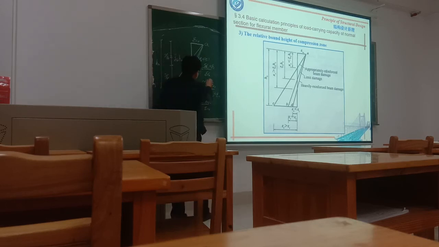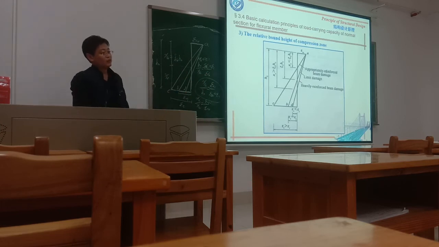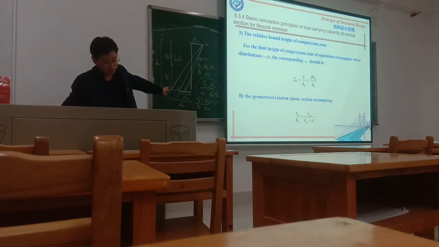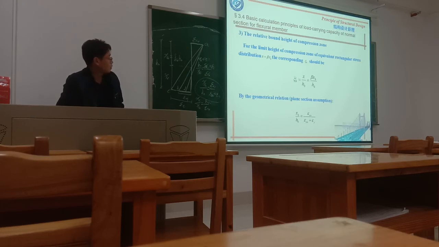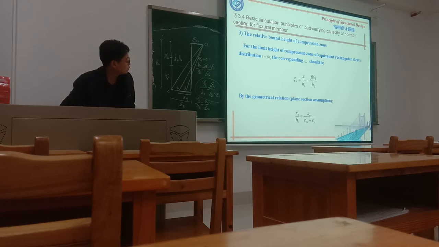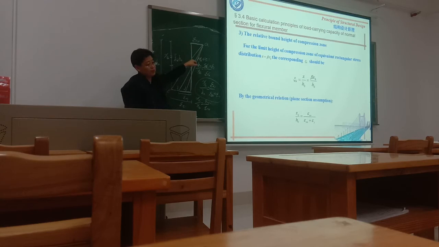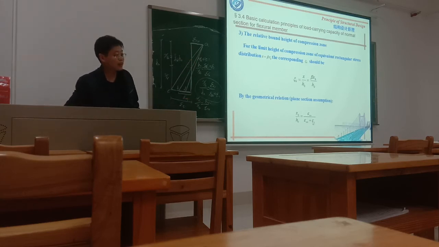So one way we can go is this. Actually, we can use epsilon Cu divided by epsilon Cu plus epsilon Y, because our purpose is to get KCB. But KCB equals XB divided by H0. So we need to find the value for XB divided by H0. XB actually is difficult, so we can use epsilon Cu and epsilon Y to get XB divided by H0. Then we can replace XB divided by H0 by this. Then finally we can get KCB.